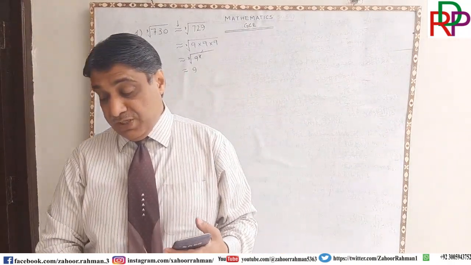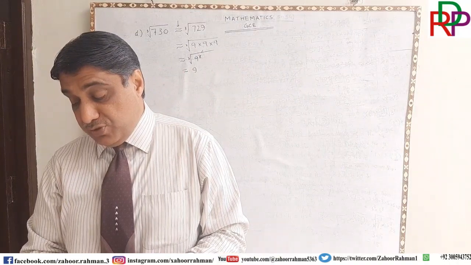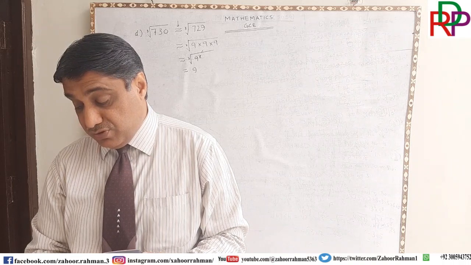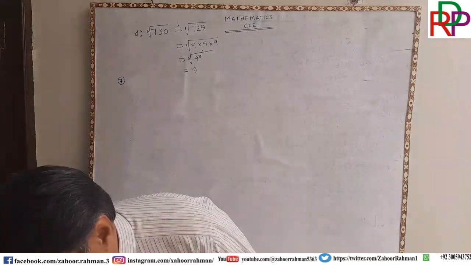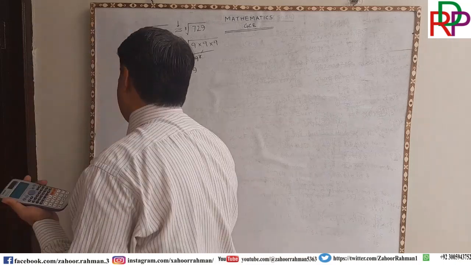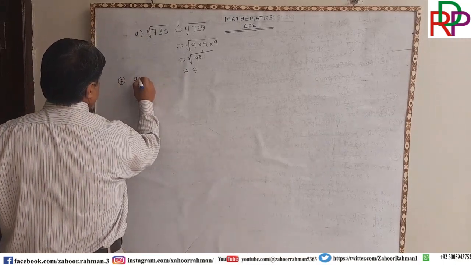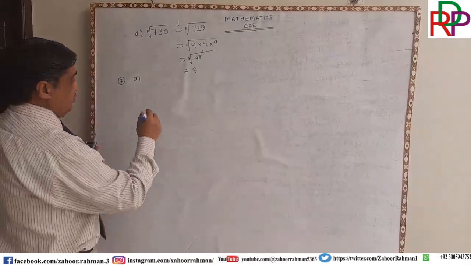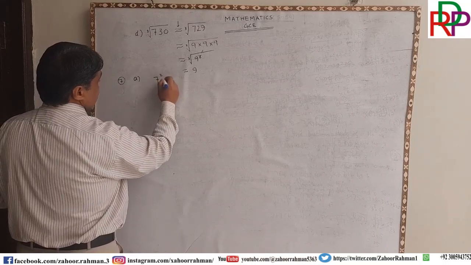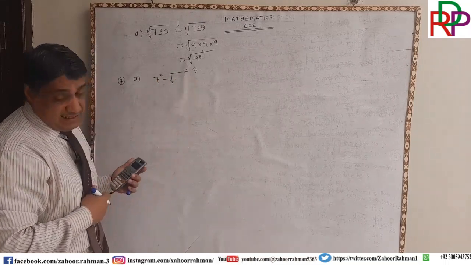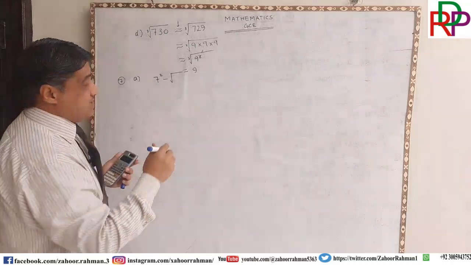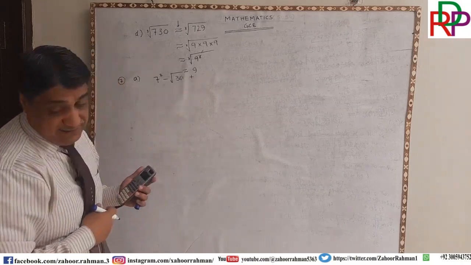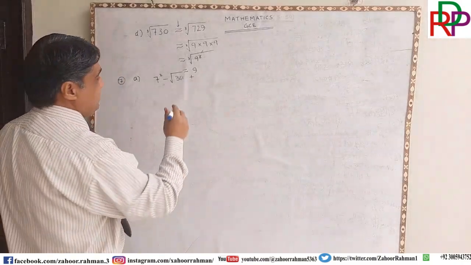The question says: use a calculator to evaluate each of the following, leaving your answer correct to 4 decimal places. Let me write the first question, part A, and then we will do that on the calculator. So 7 squared minus the square root of 361, plus 21 cubed.